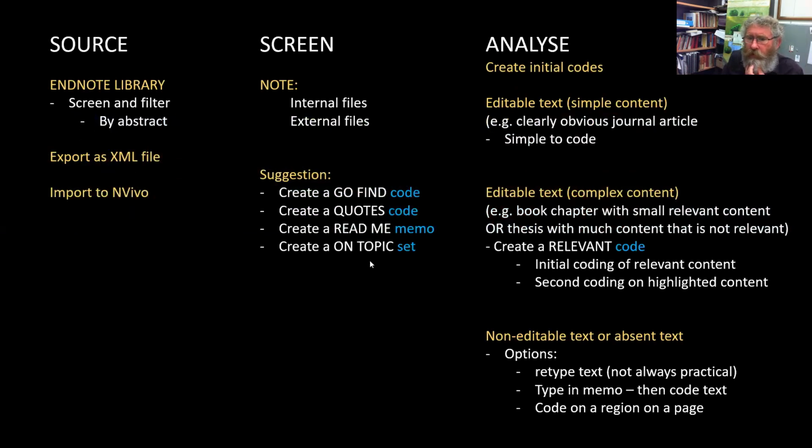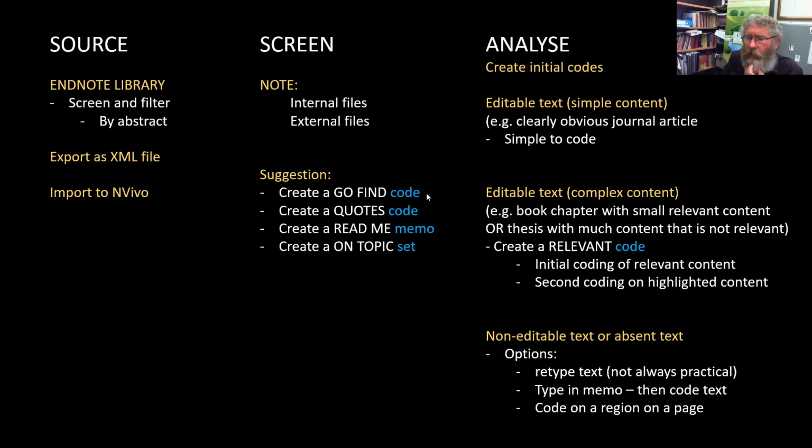Get your sources. I recommend you filter your EndNote down to abstract, export your XML files as you've done and import to NVivo. And as your EndNote file grows, you can go and select the new documents and import them as well and add them. Go through and look at your internal files and your external files. And I've suggested these additional things to create.